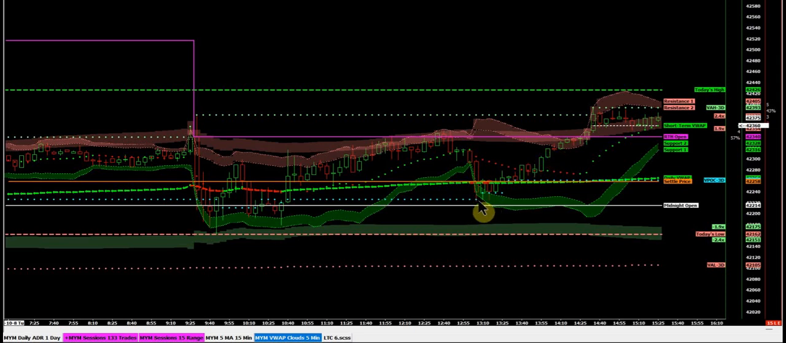As you come out of that VPOC, the VPOC went up, is supporting that up move, right? You're down into the cloud. You're pinning off that cloud. Nowhere to go but up. Okay. There's your next trade right there. Boom. There's your target. RTH open.